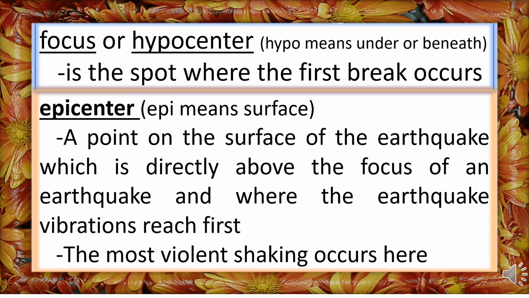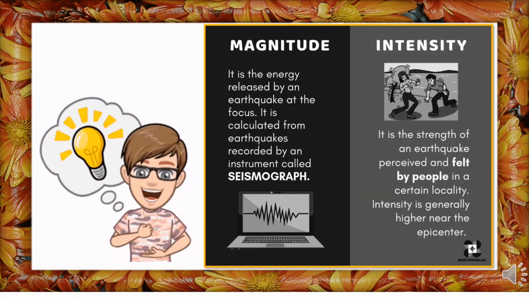Focus or hypocenter. Hypo means under or beneath, is the spot where the first break occurs. Epicenter. Epi means surface, a point on the surface of the earth which is directly above the focus of an earthquake and where the earthquake vibrations reach first. The most violent shaking occurs here.